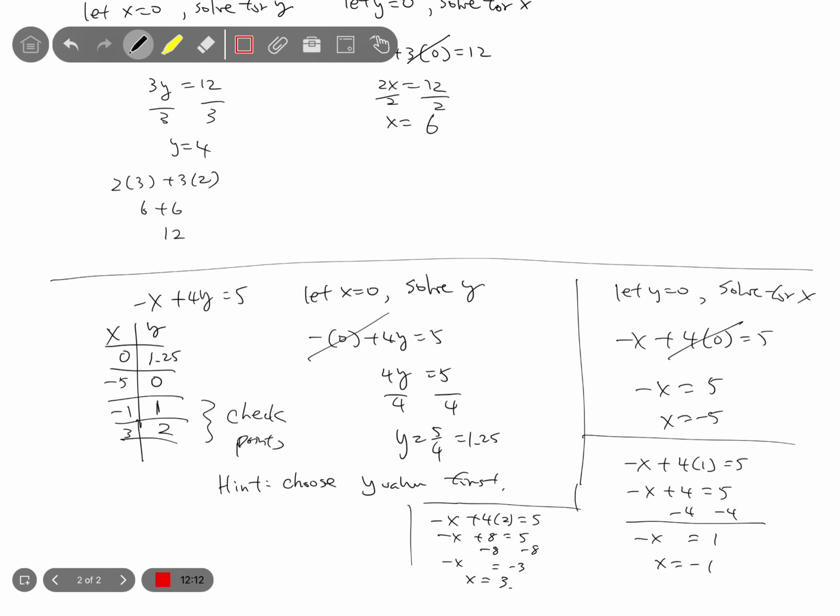Okay, now, so from here, if you graph it, you get 1, 2, 3, 4, 5, negative 5, 0. You get negative 1 and 1. You get 3, 2. Connect the dots. Again, freehand, so not as accurate, but if you put it on the grid, all 3 points should lay on the line. And notice the 0, 1.25, I mean, that's right there.